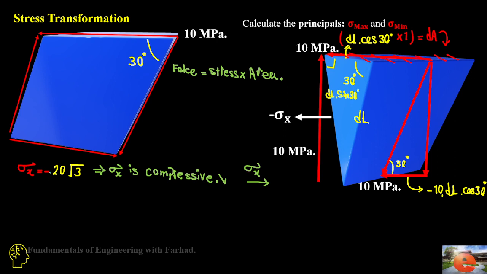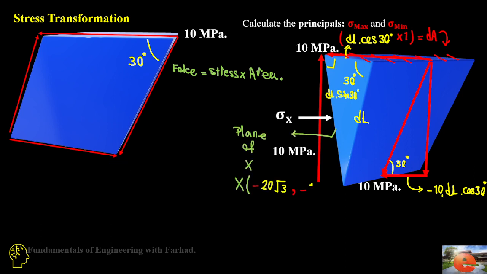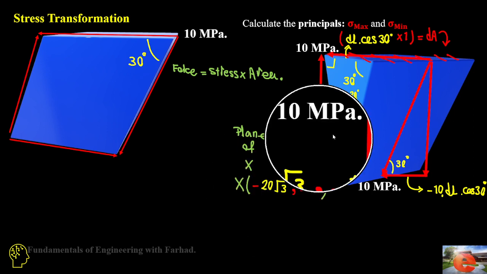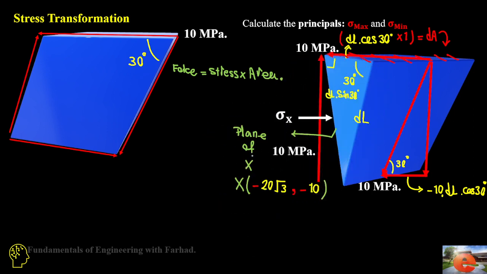So as soon as we know sigma x is negative, it just means the direction is on the other side. That's a compressive stress. Sigma x is a compressive stress there. And if you look at this plane, which is the plane of x, we call the plane by its normal. So the normal of this plane is sigma x, so we call this plane the plane of x, and that's a negative sigma x, and tau xy, that's a negative 20 times the square root of 3, and a negative 10.